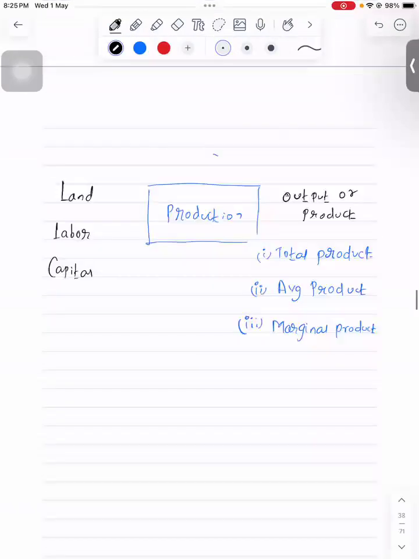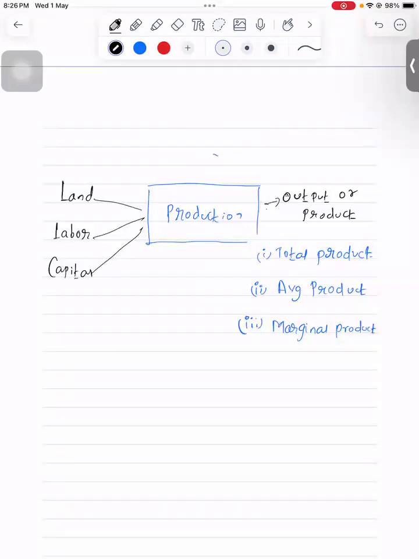Okay, so the common inputs we put in a production process are land, labor, capital. When you put these three inputs into a production process, what will you get? Output. Now output is also known as what? Output is also known as total product.